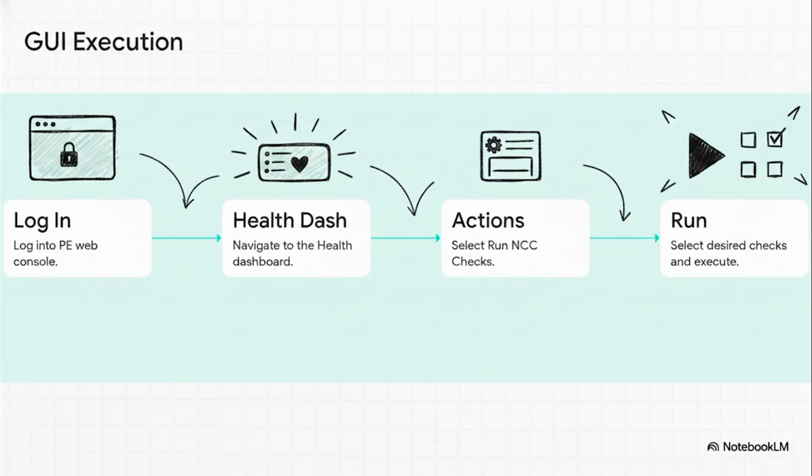Alternatively, if you're more of a visual person, you can just log into the Prism Element Web Console. From the main menu drop-down on the left side, navigate straight to the Health Dashboard. Then, look for the Actions drop-down menu and select Run NCC Checks. Honestly, the GUI is fantastic for day-to-day administration because it lets you easily select all checks or just pinpoint specific ones that might have failed or thrown a warning earlier, right before you click Run.